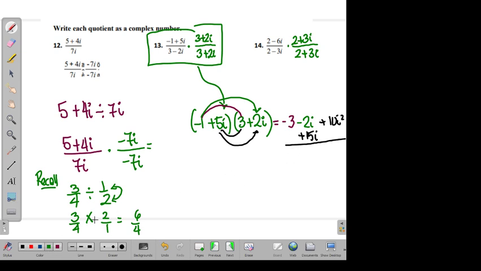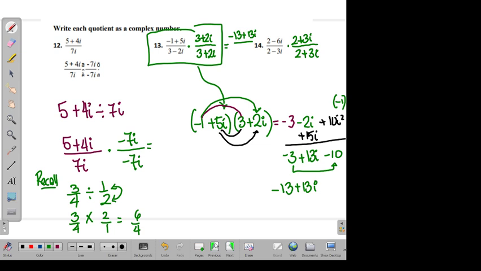Now we can add this. We're going to get -3. Here we're going to get positive 13i. And don't forget that i squared is -1. So what are you going to get there? -10. Can you put anything together there? Yes. That would be -13 plus 13i. So that is the top of here: -13 plus 13i.